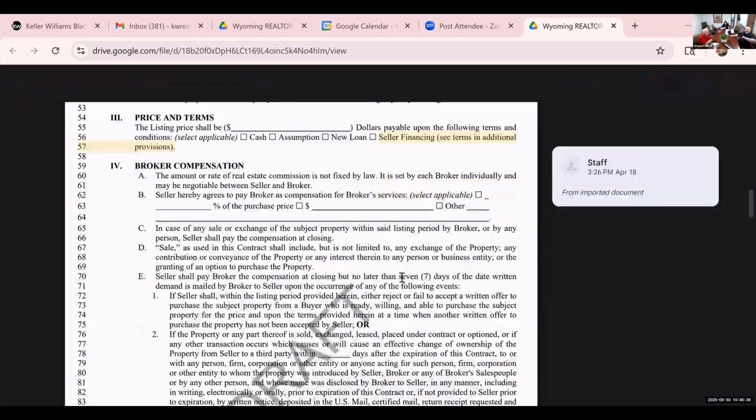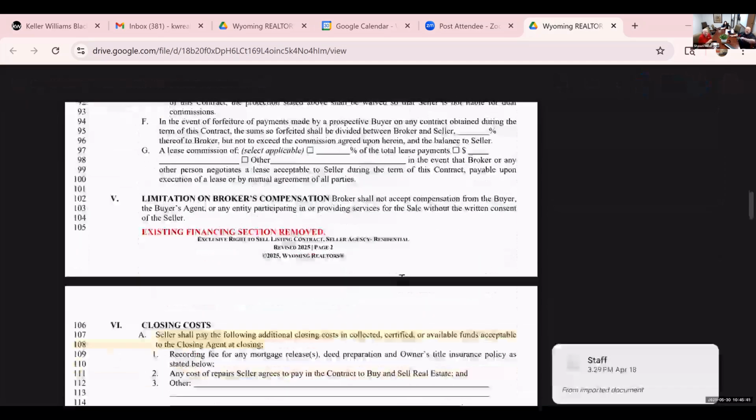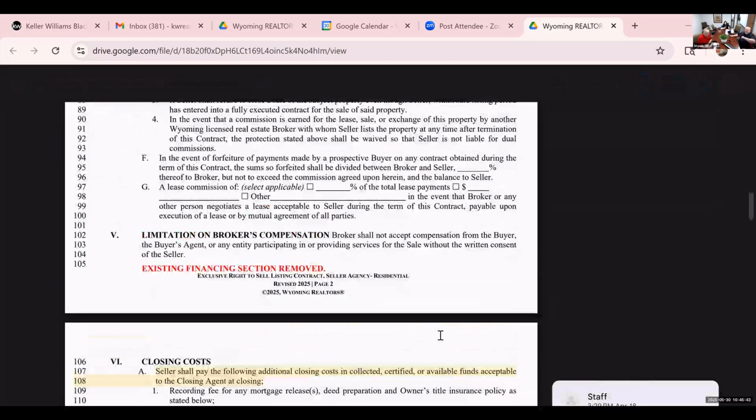Okay, broker compensation, same as it was before. They did take out the existing financing section. I will just give you my spiel for this and I will implore you, even though they took this existing financing section out, make sure you're still having the conversation. My thought is that with the other forms that are there, you put them in front of somebody and you have to have the conversation.